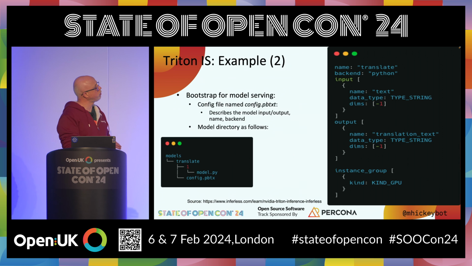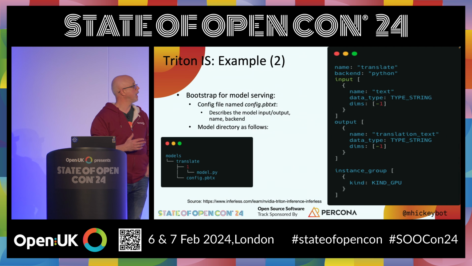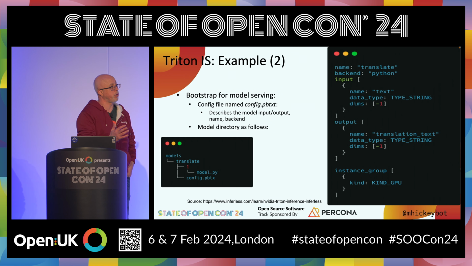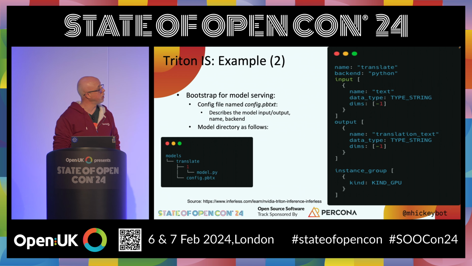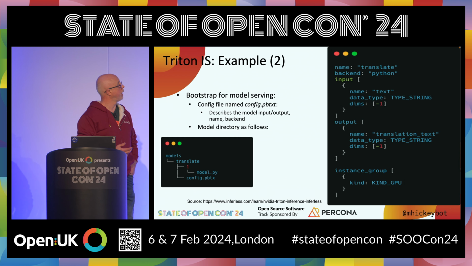You also need to bootstrap this using a config file. And your config file here on the right-hand side is, you need to give it the name of your particular model you want to call. And I suppose it's really the wrapper model, not the actual model that you're calling. And then your backend in this situation is Python. And then there's your inputs and outputs, and there are your tensor types, the text and translation text out.